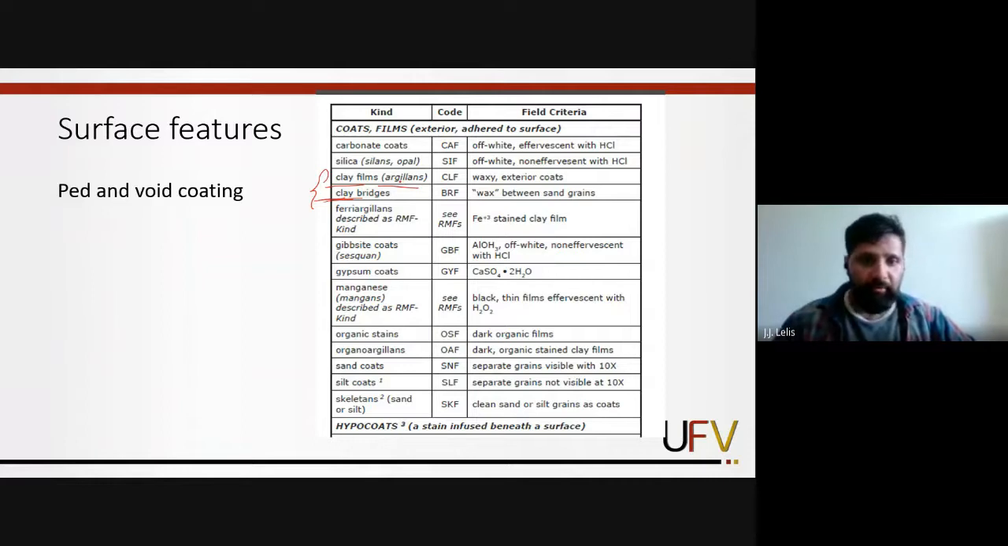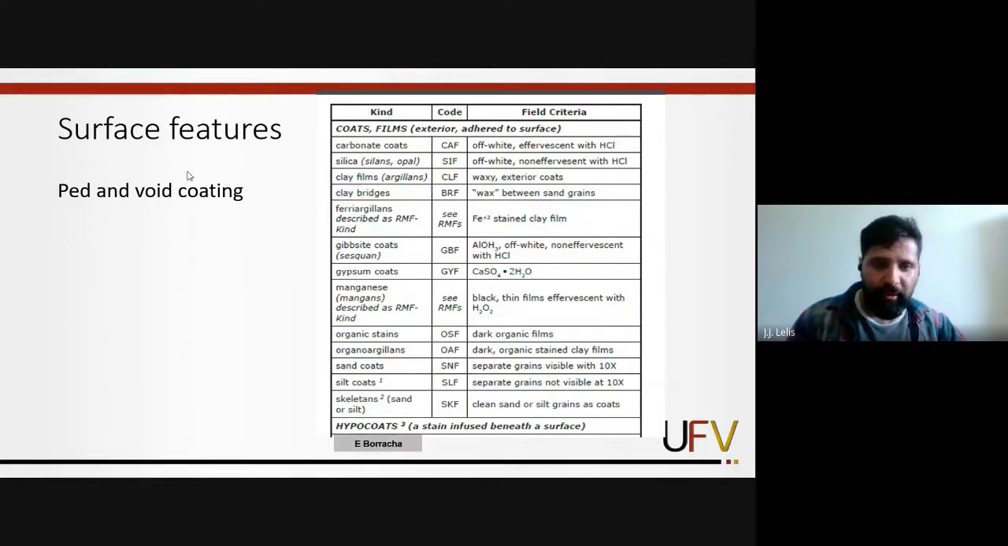Okay, but we have a lot of kinds of coatings, like we can identify some carbonate coatings, silica coatings, gypsum, iron, manganese, organic coatings, sand coatings, a lot of materials. Okay, so we should describe which kind of materials we have on the surface or inside a void.